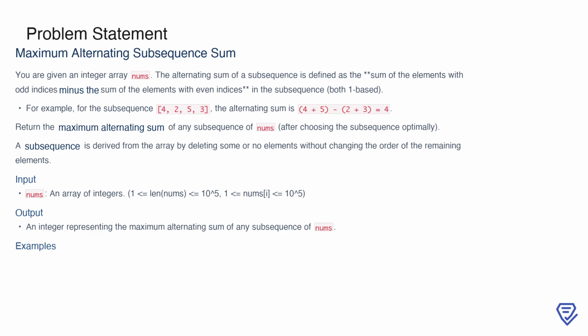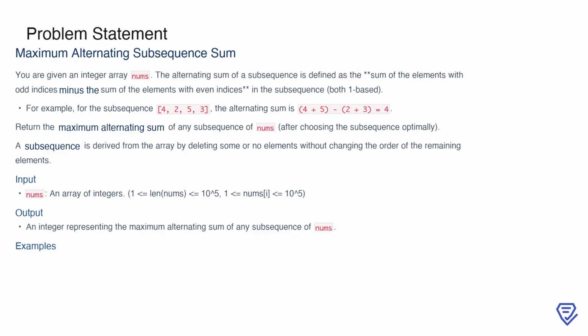For example, if we have a subsequence, 4, 2, 5, 3, the alternating sum would be the sum of the first and third elements, which are 4 and 5, minus the sum of the second and fourth elements, which are 2 and 3. That gives us 4 plus 5 minus 2 plus 3, and the result is 4.